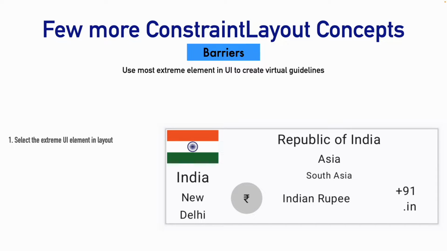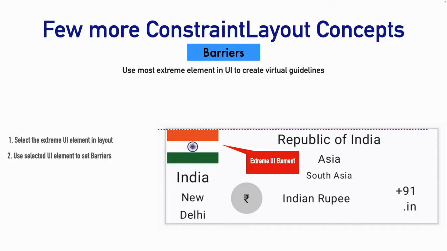Going back to the card layout that we have been building, in this case, we need to select the most extreme UI element. And for starting purpose, we can consider the flag that we have at the extreme top left corner as the starting point. So when we set this particular flag in the card layout or the constraint layout, we can use that as the reference point and then use that flag's top and start positions to set the barriers.